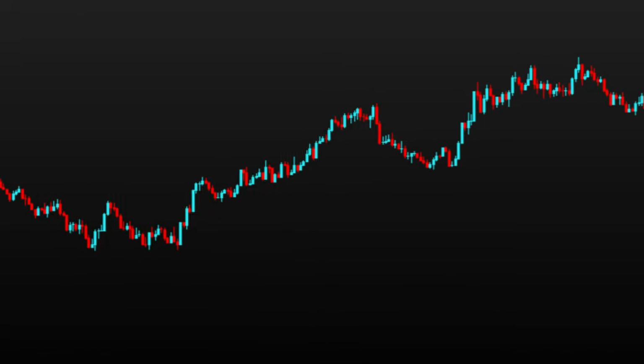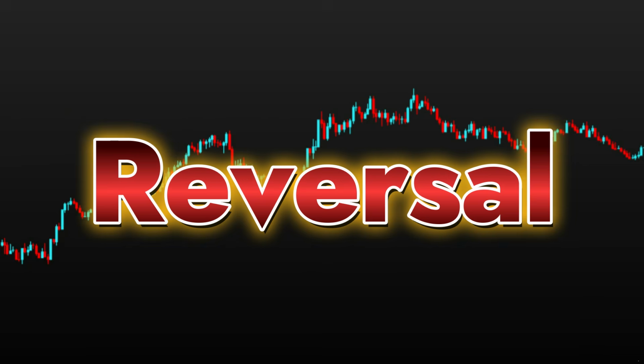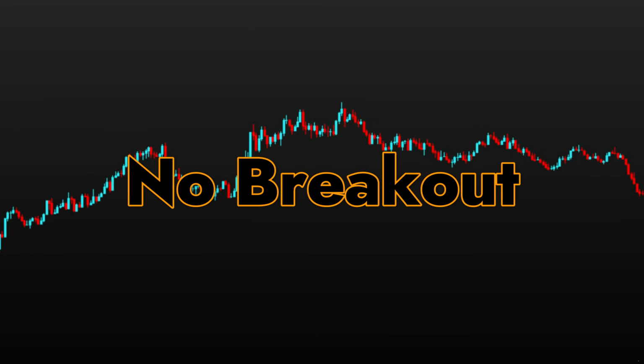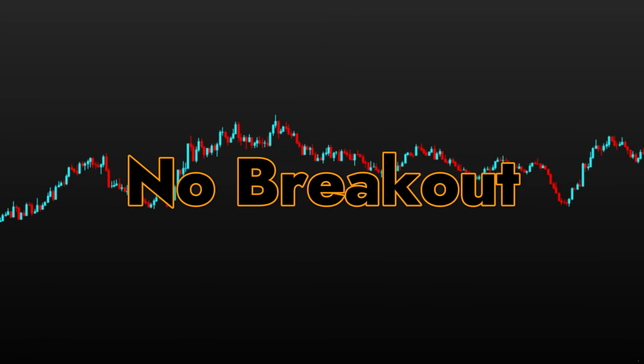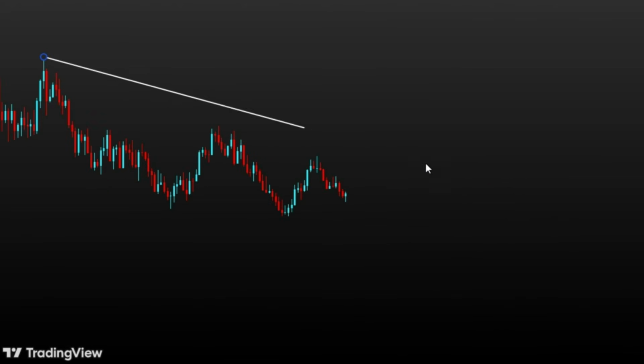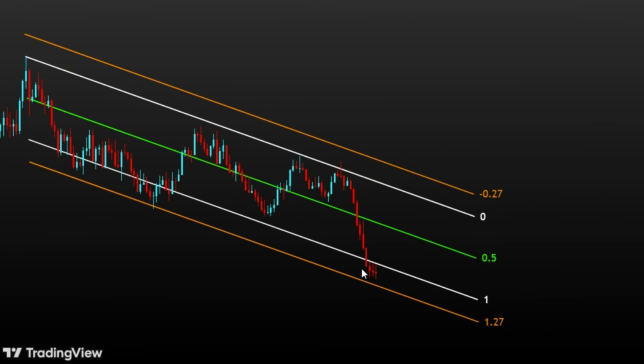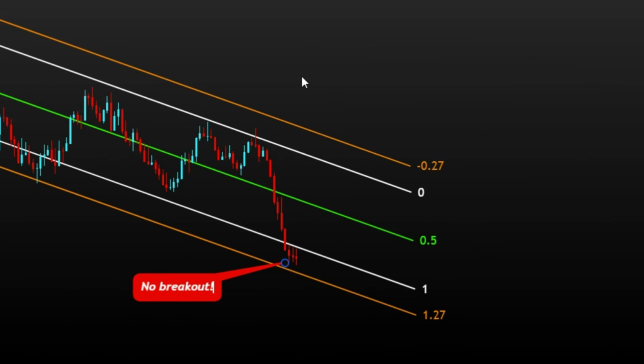Now let me show you how you can take reversal trades using Fibonacci Channel, meaning what happens when candles cannot break through 1.27 or -0.27 levels. I apply Fibonacci Channel on this trend. Candles start moving down sharply and reach 1.27 level. If there is no breakout from this level, this could potentially be a reversal trading opportunity.